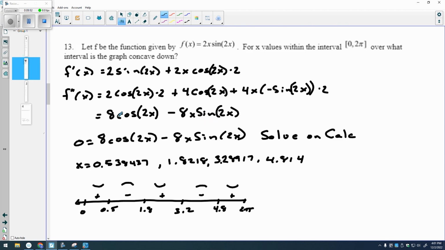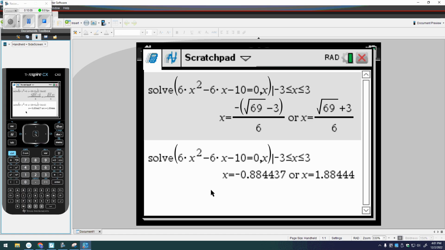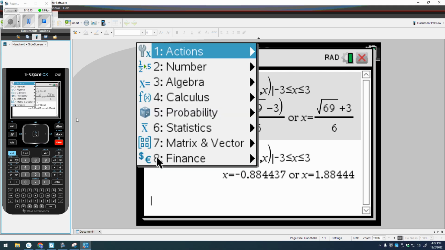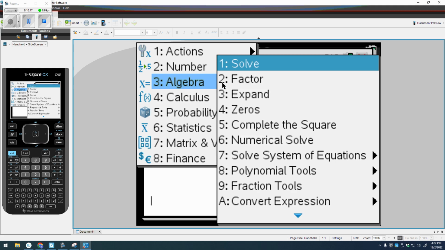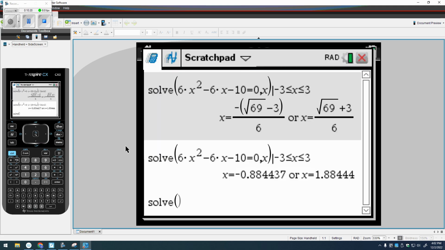Okay, on a calculator, I'm going to put this in and I'm going to solve. These are sines and cosines, so I'm going to get an infinite number of values. So I really want to restrict my domain here. So I'm going to go back down here to the solver, and I'm going to solve. So I go menu, algebra, solve, and I'm going to type in my function.